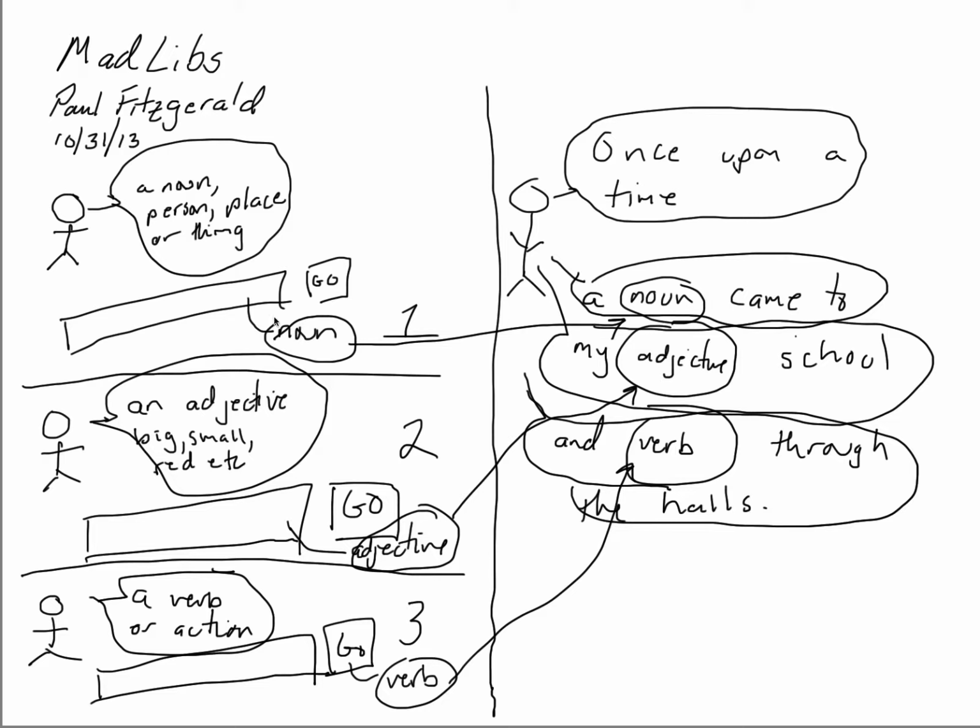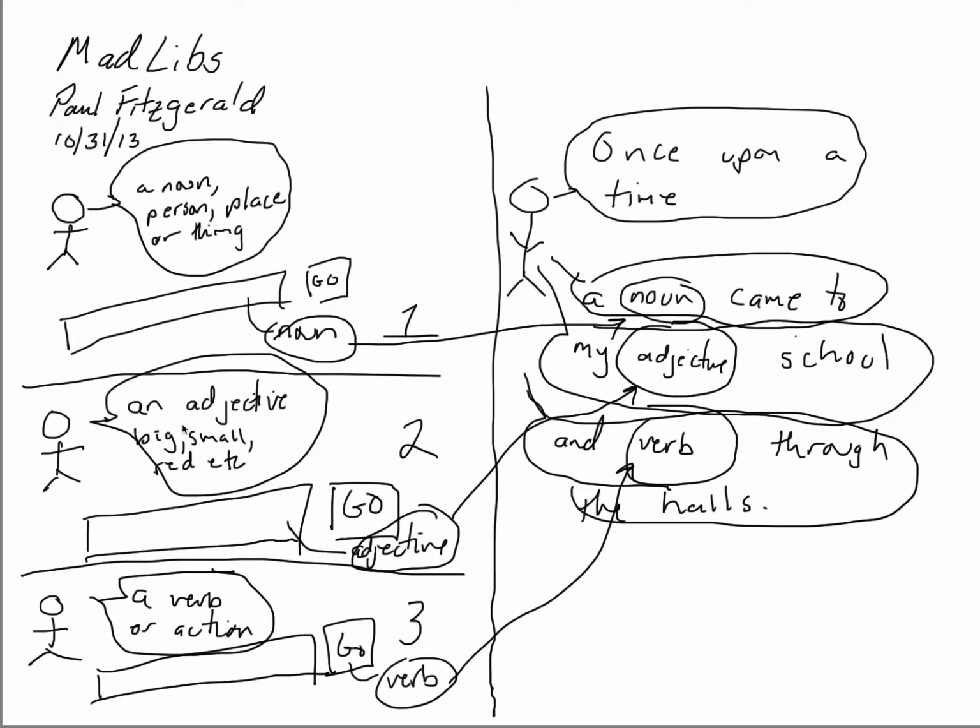So our program might look something like this. We have a sprite that asks for a noun, or a person, place, or thing. So they're asking us to give them the noun. And what we're going to do is type it in this box, and then they're going to click go or something. And then it's going to go to the next part.